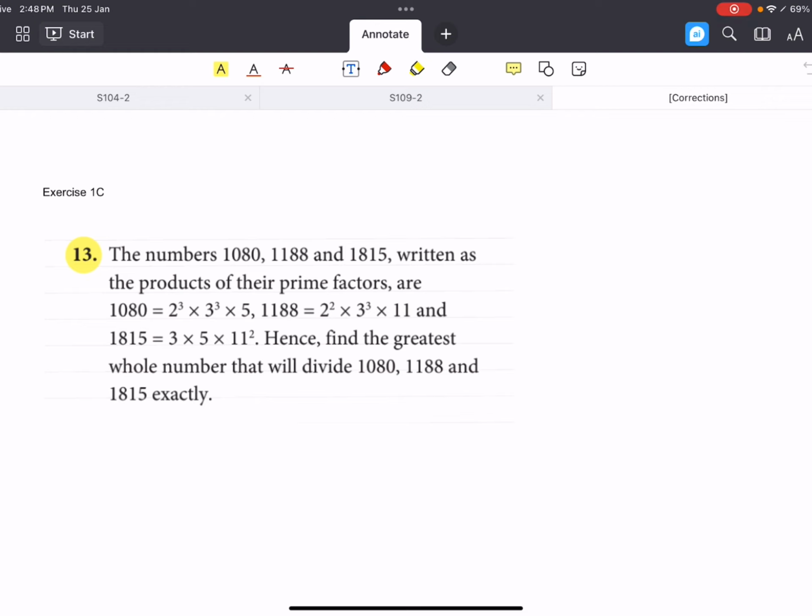So here's the first one that I asked you to try. It's question 13. The numbers 1080, 1188, and 1815, okay, are written in the product of their prime factors. So the prime factors are already given to you. And we are supposed to find the greatest whole number that will divide 1080, 1188, and 1815. So what number are we really looking for? Well, the greatest whole number, right? Greatest already gives you the hint. Over here, we are actually looking for the HCF because the HCF will divide these three numbers, okay?